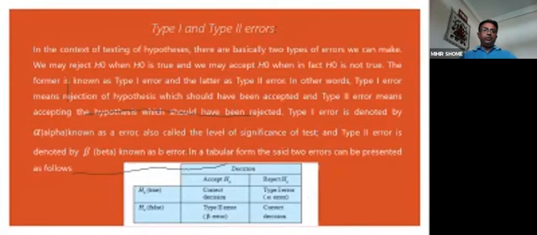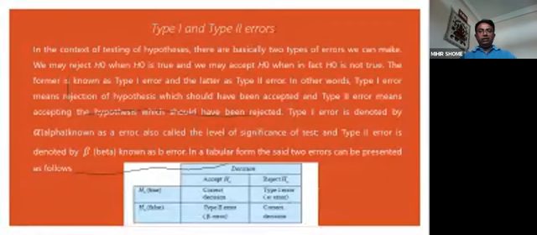We have to know also what the hypotheses are, what is type 1 error and type 2 error. In the context of testing of hypothesis, there are basically two types of errors we can make. We may reject H0 when H0 is true. We may accept H0 when in fact H0 is not true. The former is known as type 1 error and the latter as type 2 error.